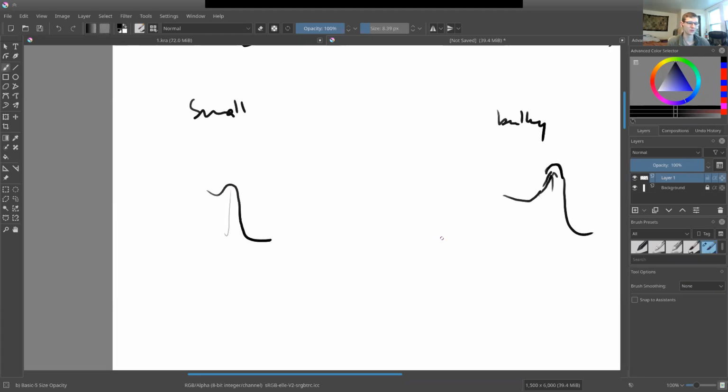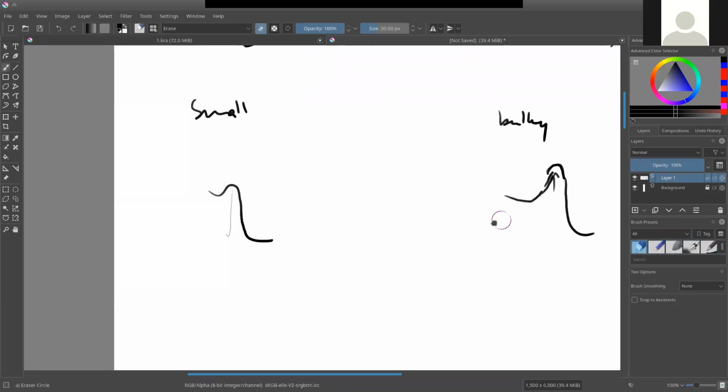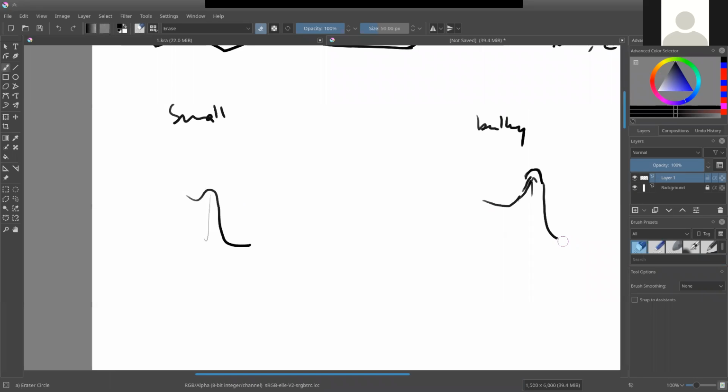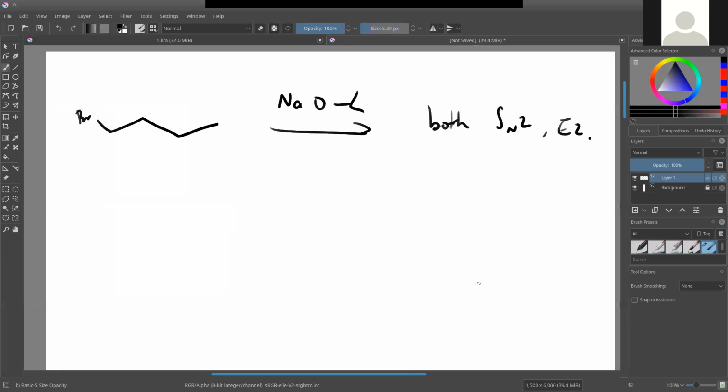Although I don't know how accepted this argument would be. Yeah, I think I worded my question weirdly. What I was trying to get at is how you could get either the Hoffman product or the Zaitsev product, and in certain cases maybe the Hoffman product is actually the major one, because of the way the molecule is oriented, and maybe it's not anti-periplanar to begin with, so it's harder to get the Zaitsev.